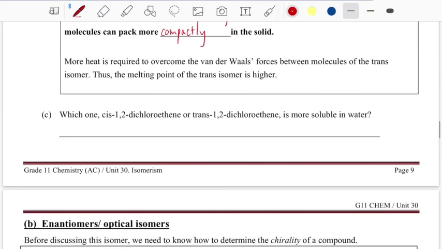And the last part: which one, cis or trans, is more soluble in water? When we discuss solubility in water, we need to consider whether it can form hydrogen bonds or not. For these two examples, both of them cannot form hydrogen bonds. Then we need to consider whether we have a polar or non-polar molecule. The polar molecule would be more soluble in water. So in this case, the cis isomer would be more soluble because it is polar.